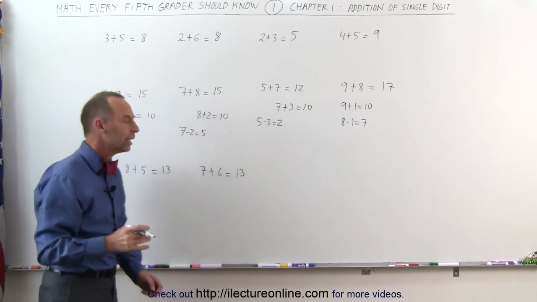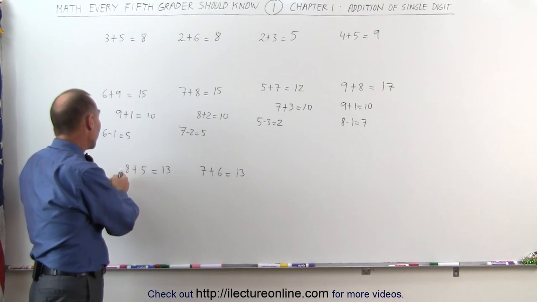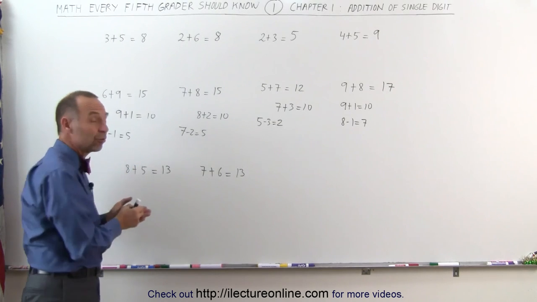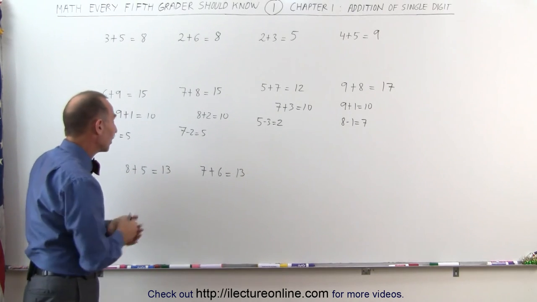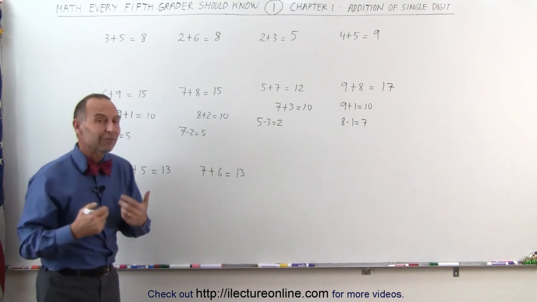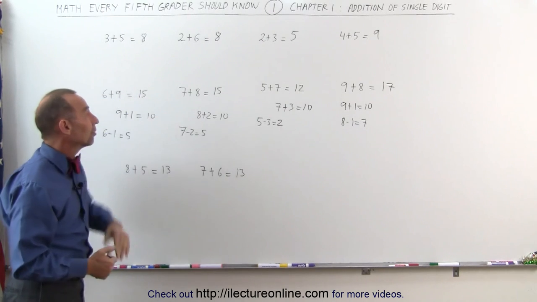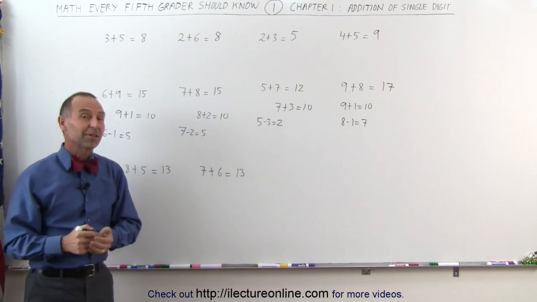And slowly but surely, we start feeling comfortable by looking at those two numbers, realizing how many more I need to get to 10. I subtract it from the smaller number, and then add 10 plus what's left from the smaller number to give me the total number. And that's the way we can very easily look at two numbers that are single digit and come up with the sum. And that's how we do that.